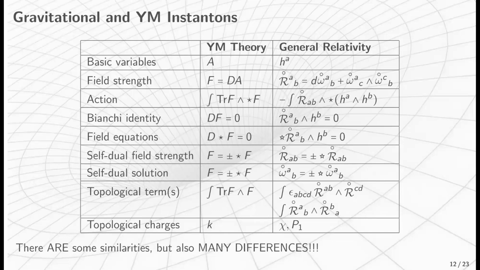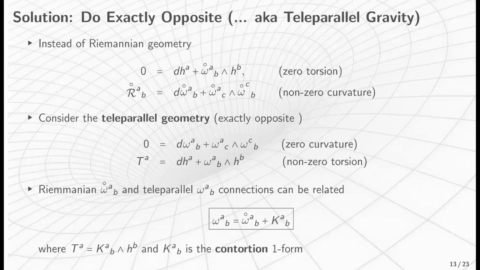So the question is whether we can solve this problem and find some kind of closer analog of this in the case of gravity. And it turns out the answer is yes. And the solution is to do exactly the opposite of what we just did in the case of general relativity. General relativity is based on the so-called Riemannian geometry, which means that we have zero torsion and non-zero curvature.